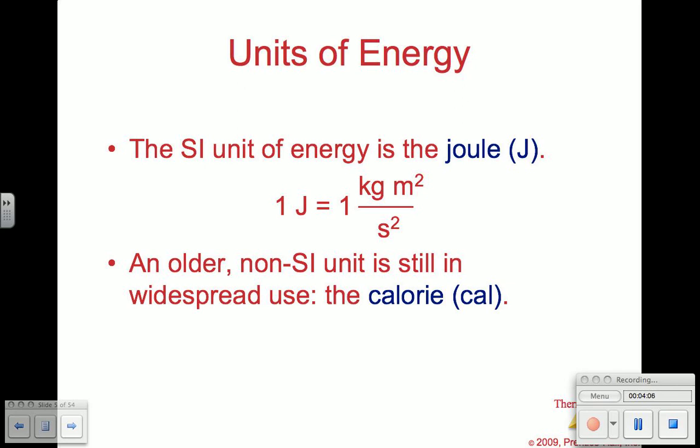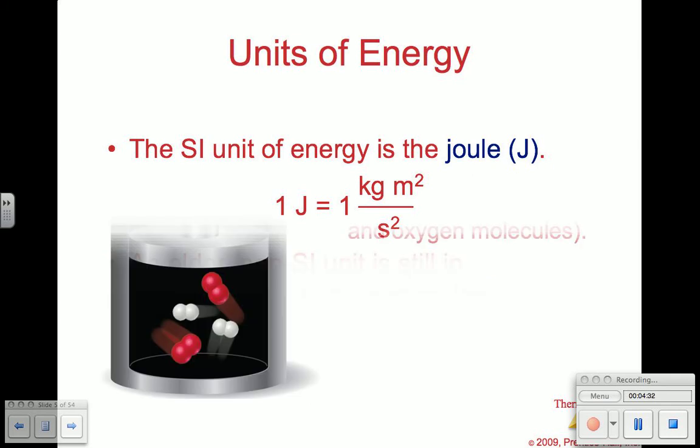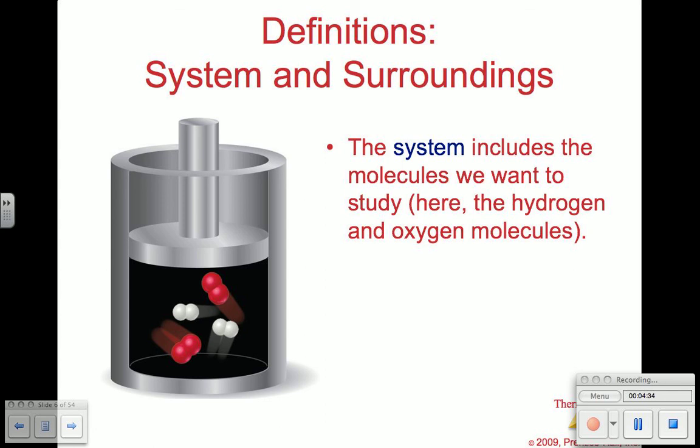Another unit of energy that has been used and you still find around a lot is the calorie, abbreviated as cal, and it's another way of measuring how energy changes. And you have this conversion relationship between joules and calories that we will probably utilize this year as well. So 1 calorie is equal to 4.184 joules.